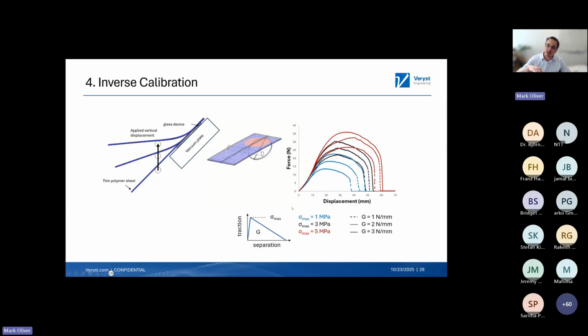And so one thing you can do is run a series of simulations, map out different combinations of peak stress and fracture toughness, and generate a series of force displacement curves, and then compare that to what you measured experimentally, and make an educated assessment about what would be some reasonable cohesive zone model traction separation law parameters to input to describe this debonding process. And so these inverse calibration tests really come in again when the geometry of the specimens you can make are a limiting factor.